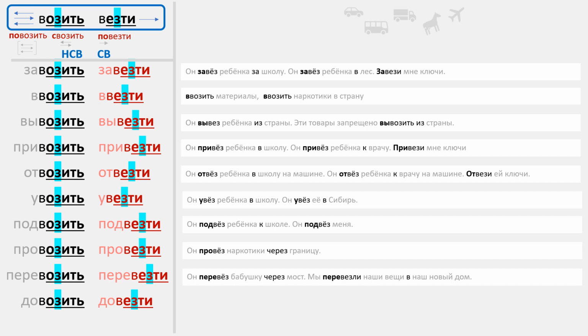Довозить, довести. To transport somebody or something to a certain point, to help them reach that point, to drive them there. He drove me to the pharmacy, and from there I knew my own way. Он довез меня до аптеки, оттуда я знала дорогу сама.